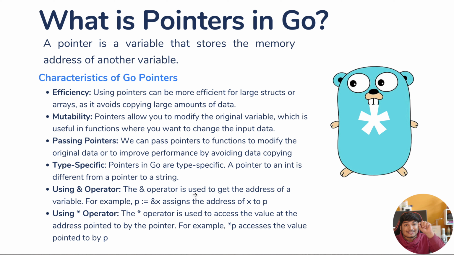Then using the star or asterisk operator. The star or asterisk operator is used to access the value at the address pointed to by the pointer. So say in p you copied the memory address of x. Now if you want to get the value of x, you have to use *p, and it will automatically give x's original value.